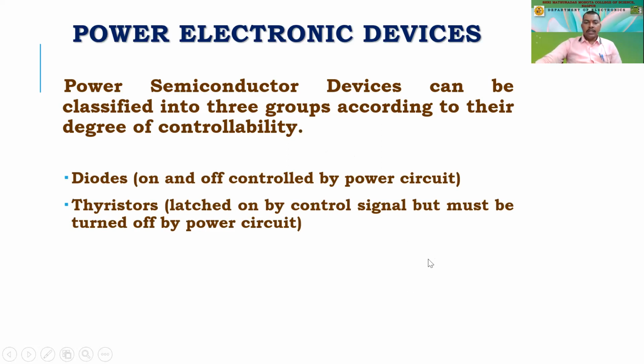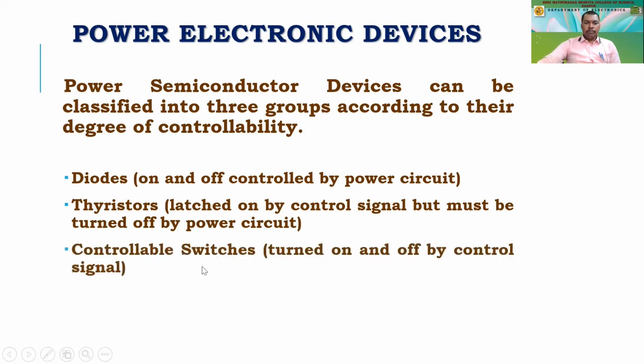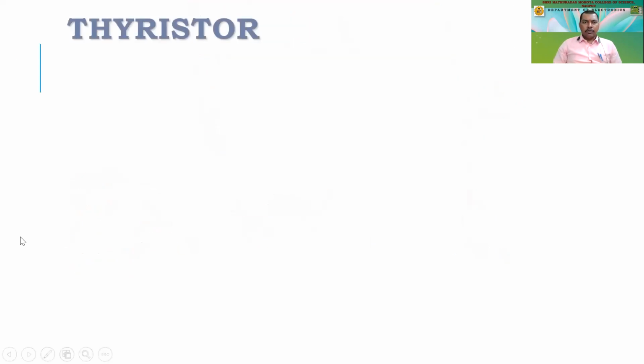This unit is mainly concerned with the thyristors, those are SCR, and so on. I will talk on that. Thyristors are latched on by a control signal but must be turned off by the power circuit. These thyristors consist of SCR, silicon controlled rectifiers, which are controllable switches turned on and off by control signals. They are controlled by minimum voltage and minimum current. These devices are called power electronic devices.